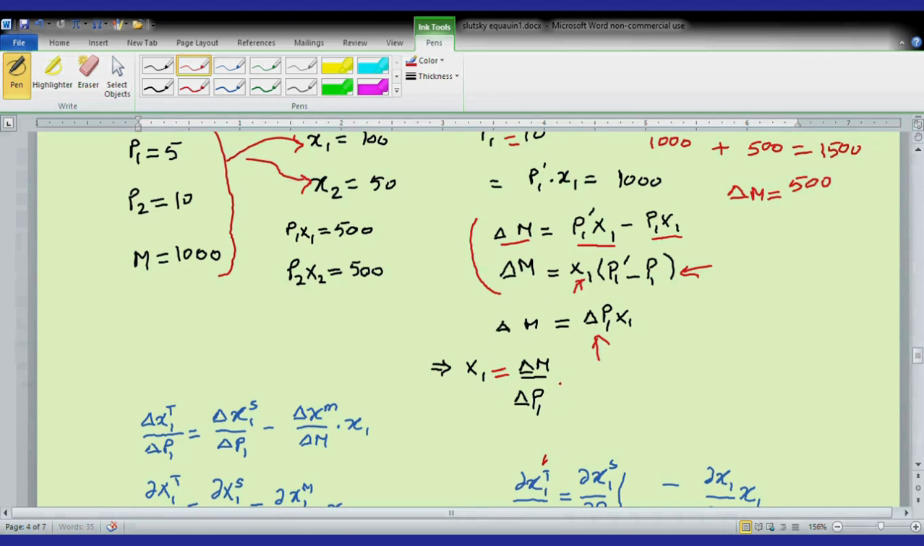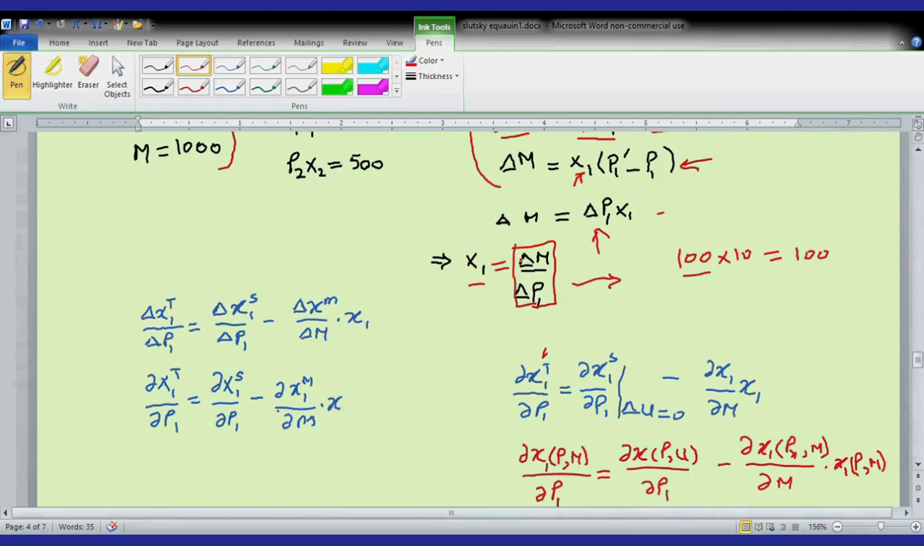That is, when the price of good 1 changes by 1 unit, like for example 1 rupee, this is the change in income that is needed to consume X1, the same or previous consumption amount of good 1. This is not surprising, and because delta M over delta P1 is equal to X1, in place of delta M over delta P1, we can write this quantity X1, the Marshallian demand function.